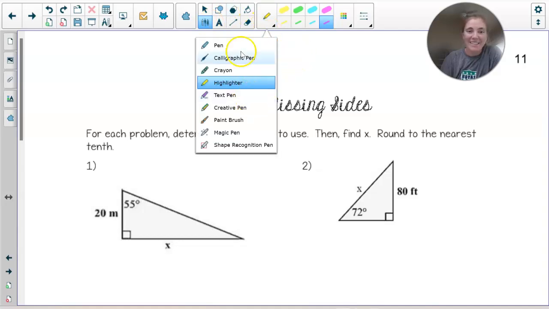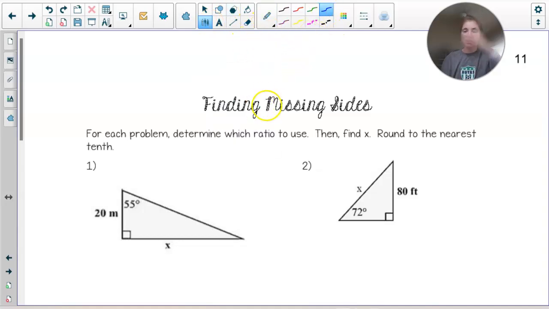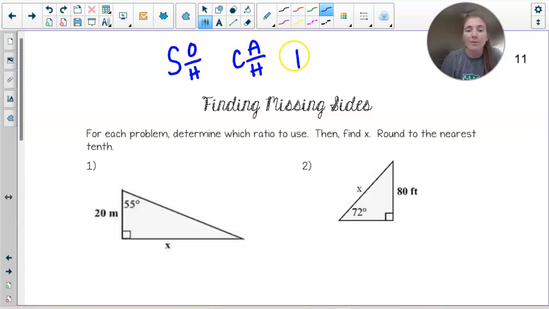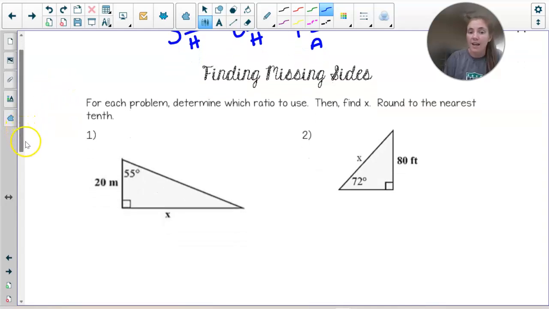Hello and welcome. In today's lesson, we're going to be talking about how to find missing sides of right triangles using trigonometry. In our last lesson, we talked about sine being the ratio of the opposite leg over the hypotenuse. We talked about cosine being the ratio of the adjacent leg over the hypotenuse. And we talked about tangent as being the ratio of the opposite leg over the adjacent leg. So today we're going to talk about how we can use those ratios to help us find missing sides.